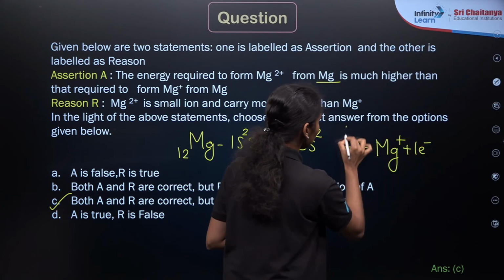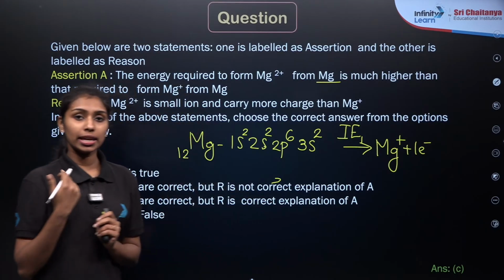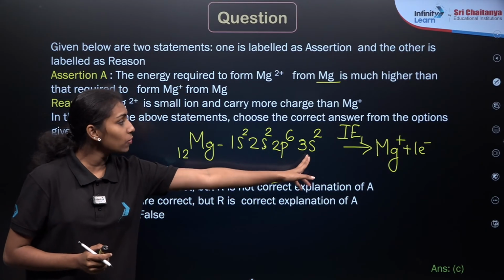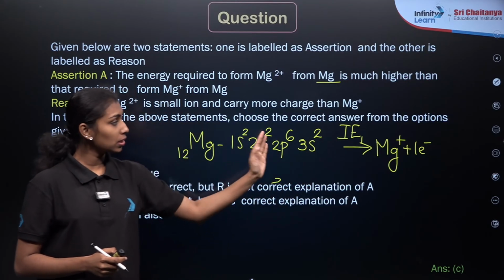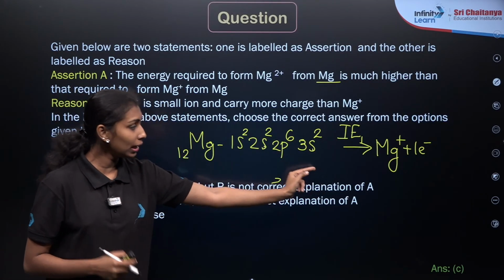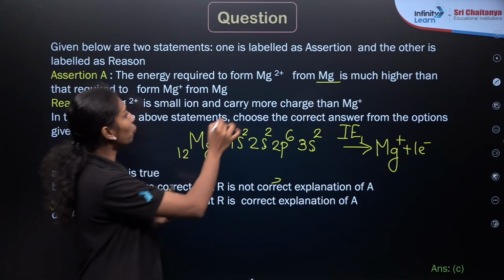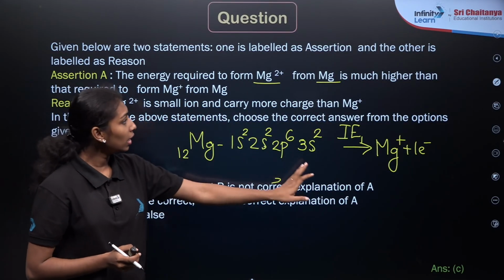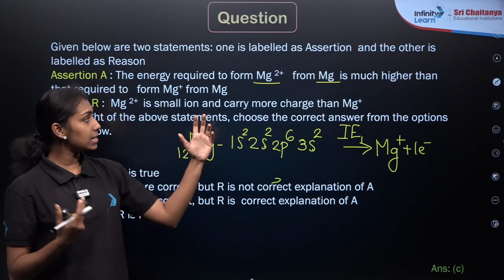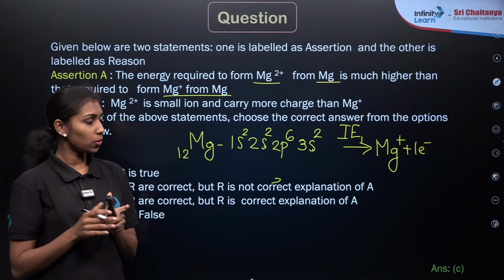This energy required is known as the ionization enthalpy. First ionization enthalpy is represented by IE1, right? IE1 is easy, to remove this one electron. If I want to remove both electrons from the 3s orbital, I need more energy, right? That is why it is given here that the energy required to form Mg2 plus from Mg is very difficult, because we need more energy than for Mg plus from Mg, right? I hope you are understanding the question.